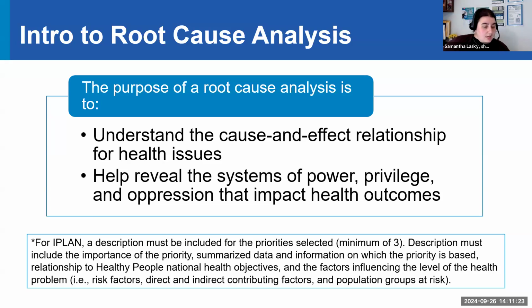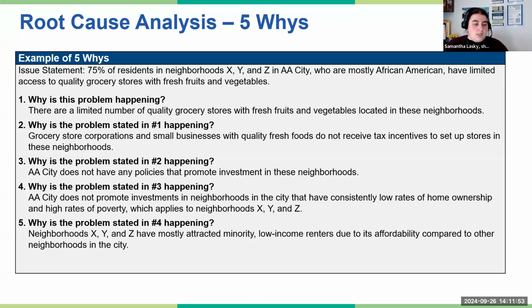Note that for IPLAN, a description must be included in the priority selected, which are a required minimum of 3. The description includes the importance of the priority, summarized data and info on which the priority is based, the relationship to Healthy People national health objectives, and the factors influencing the level of the health problem. So you'll see in the IPLAN workbook risk factors, direct and indirect contributing factors, and populations at risk. So that's important to note when doing this.